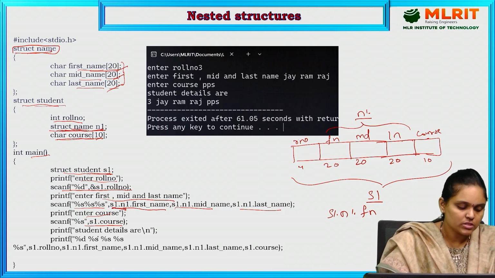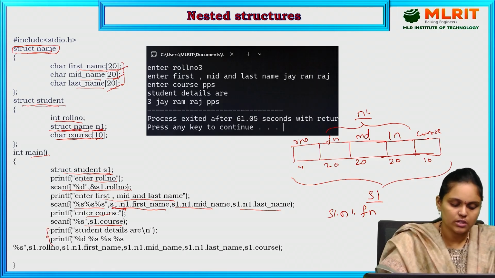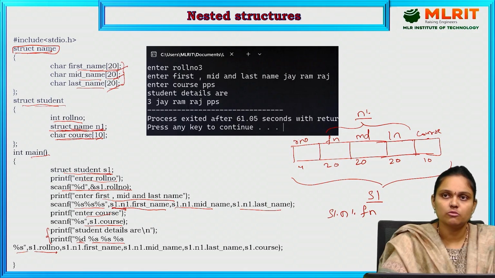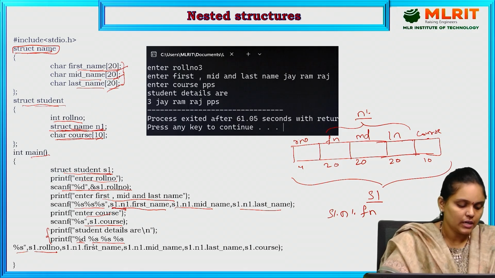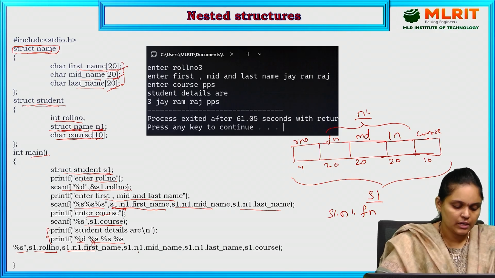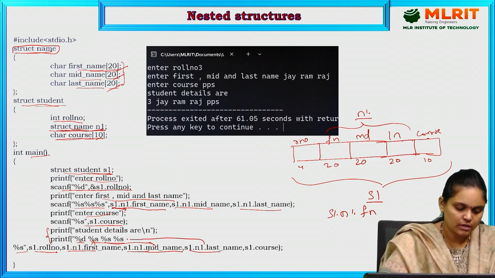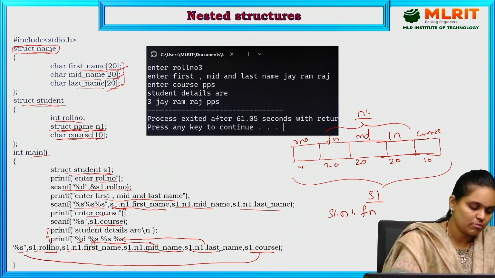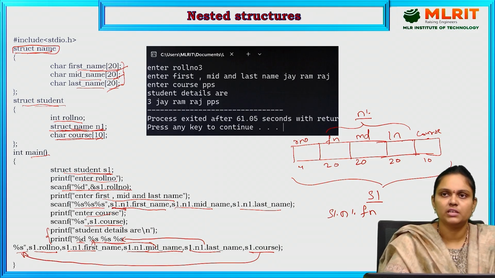And next, by using this printf statement, we are printing all the student details. See here, %d, %s, %s, and %s. The first is used for s1.roll number. So in the first control string, s1.roll number will be printed, in the second control string s1.n1.first name, in the next s1.n1.mid name, and the next one s1.n1.last name, and s1.course, which has one more control string. That value will be reflected in the last control string.